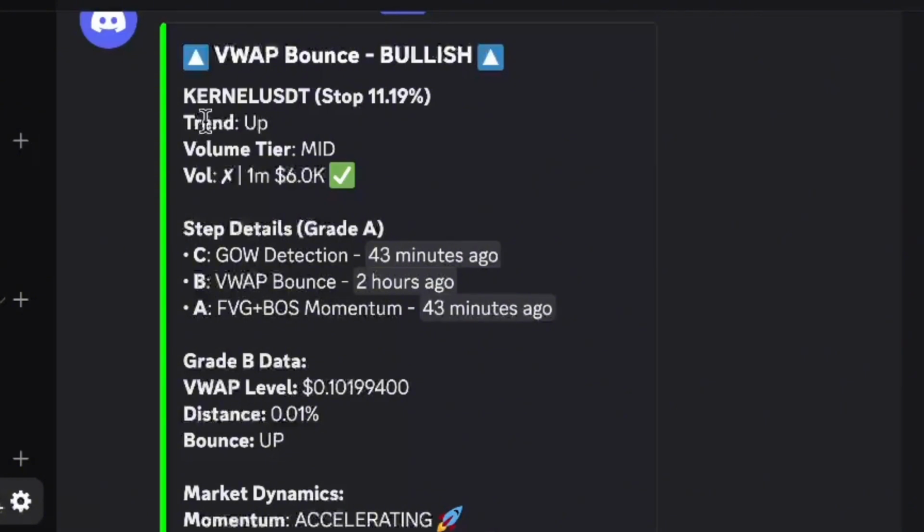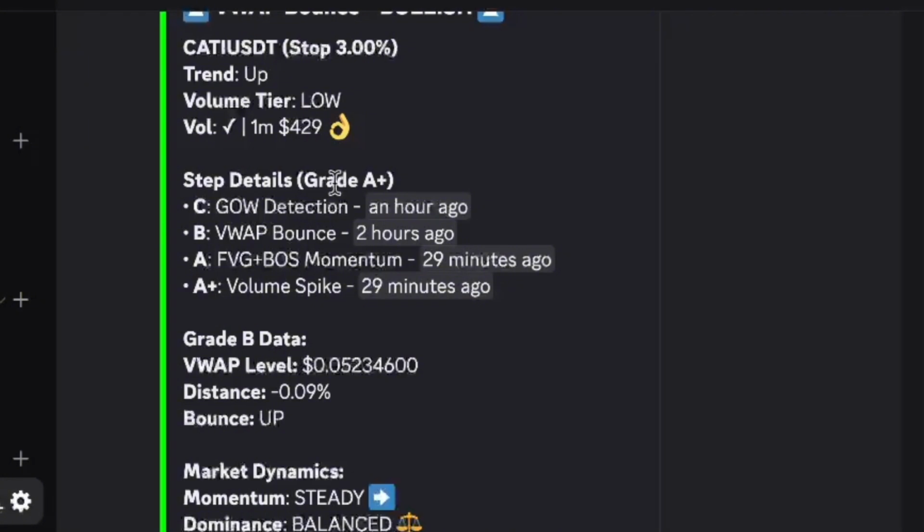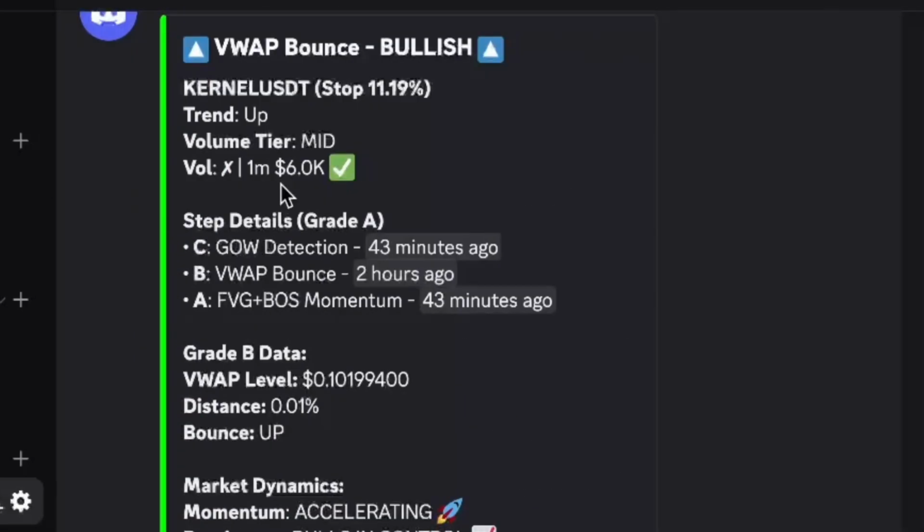I've mentioned that the trend is up, and that means that the EMA 50 is above the EMA 200 on this coin's 4-hour chart. Volume tier gives you a market context for this coin. We have high, mid, and low cap volume coins. Kernel is a mid. CATI is a low, and you can see this reflected in the next line where it says volume 1 minute $429 on Binance, and for the mid-tier coin $6,000 per minute. This is very useful if you're trading with higher levels of cash.